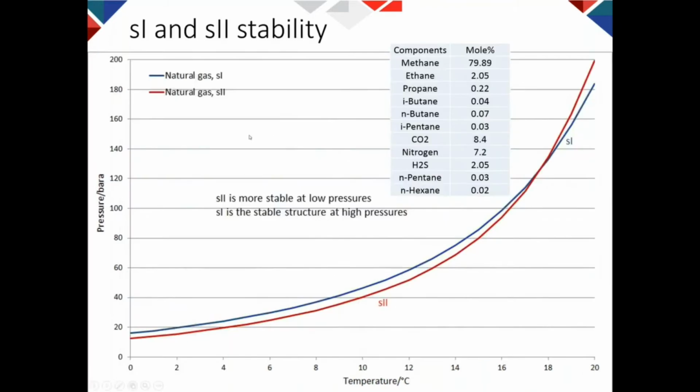This is another system, and this is from the Middle East. Another system, this is the composition. Here you see that structure 1 and structure 2 are very close to each other. And at low pressure, structure 2 is stable, and at high pressure, structure 1 is stable. The reason it's more stable is because it can form first before the other structure forms.